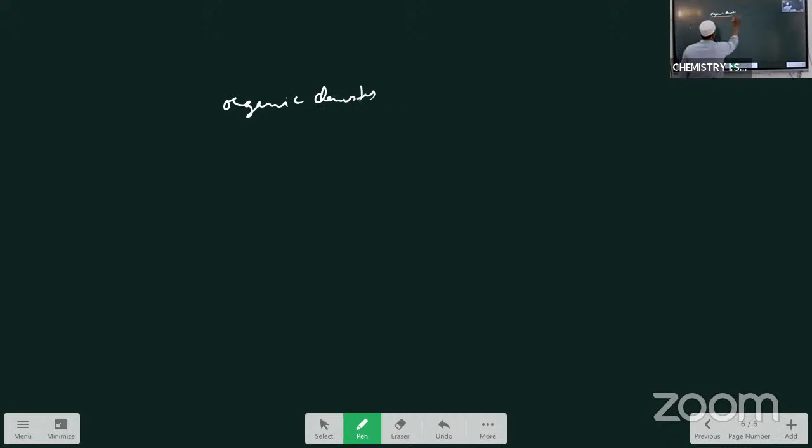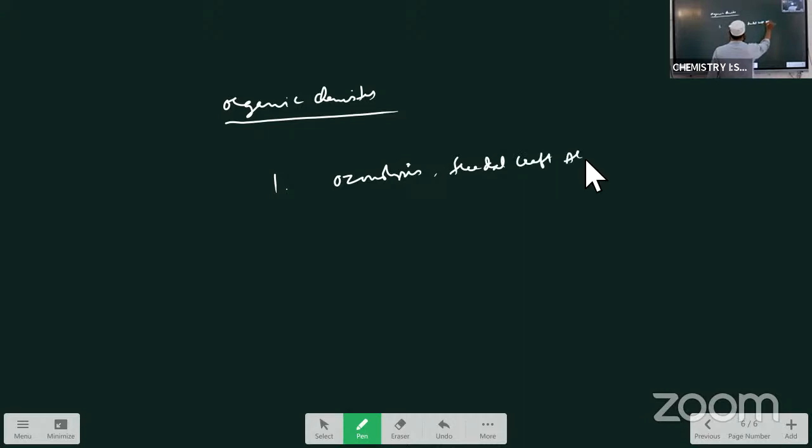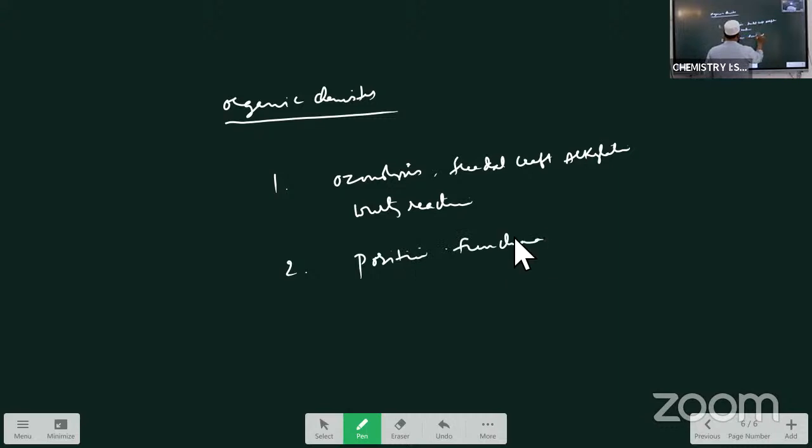In this organic chemistry, the first important SAQ is: what is ozonolysis and the Friedel-Crafts alkylation reaction. These two reactions, along with Wurtz reaction, can be combined and asked together. Now the second question: write about positional and functional group isomerism.